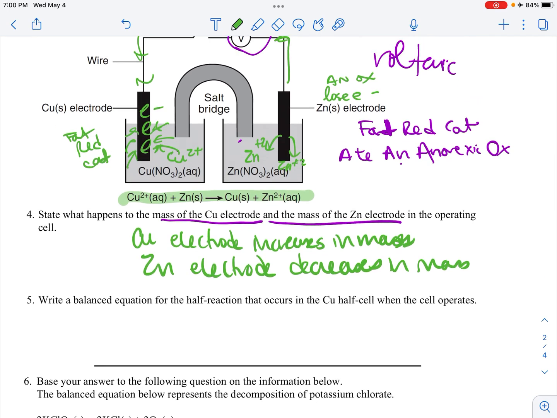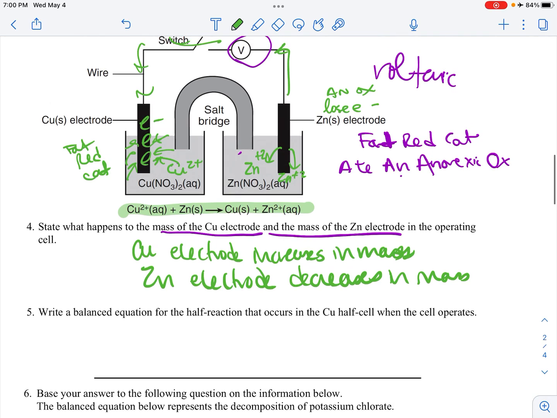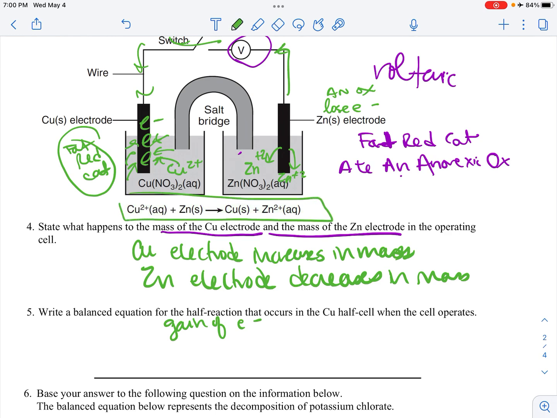Then it says write a balanced equation for the half reaction that occurs at the copper half cell when the cell operates. So we already decided that it's going to be reduction. And reduction is a gain of electrons. So in solution, and also you can just use this right here. Don't forget. So who gained electrons?